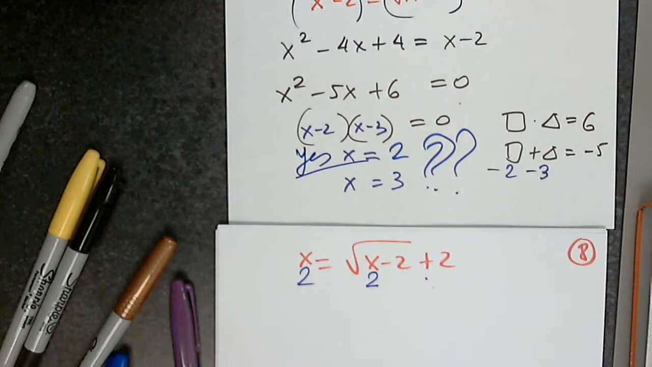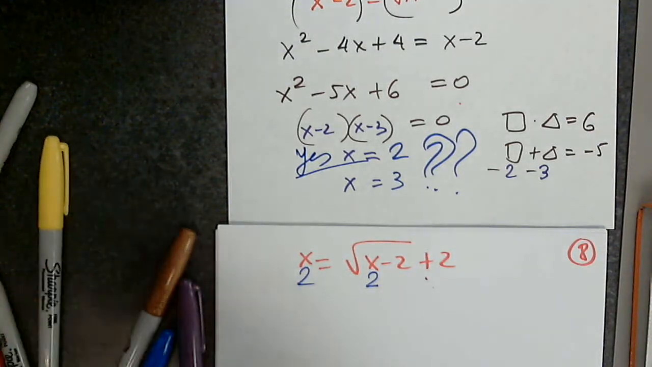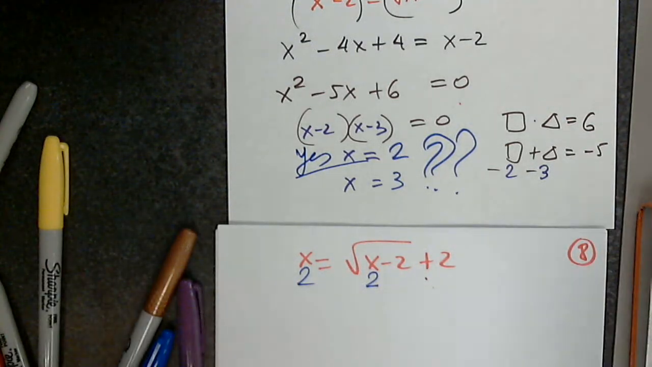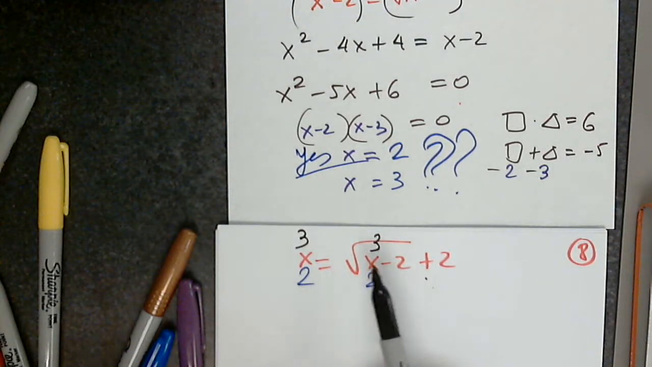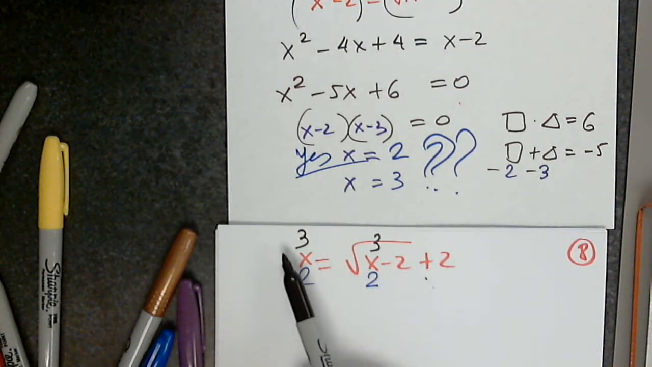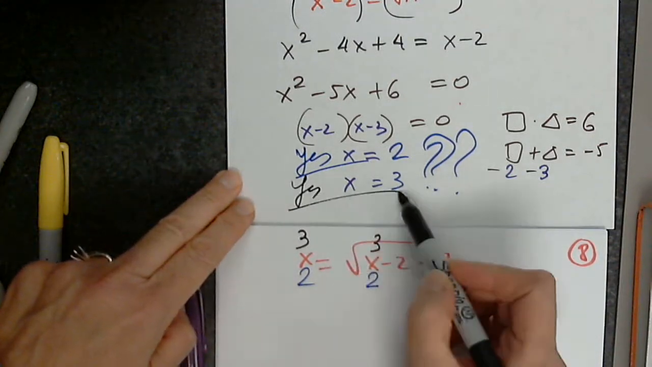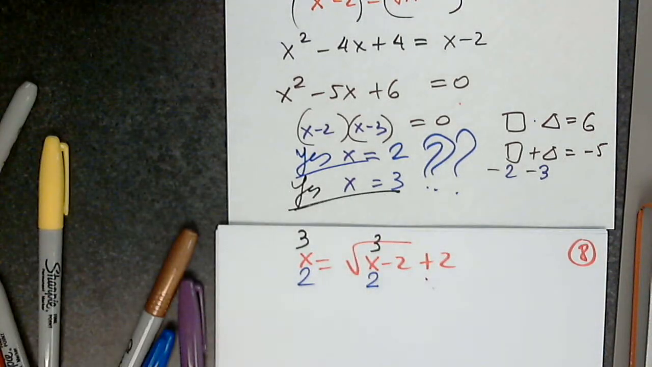Now I'm going to check 3. 3 minus 2 is 1. Square root of 1 is 1. 1 plus 2 is 3. I'm going to write yes. And both work. So this equation happens to have 2 solutions.